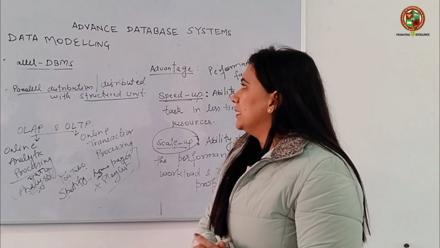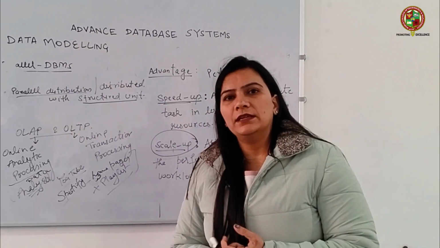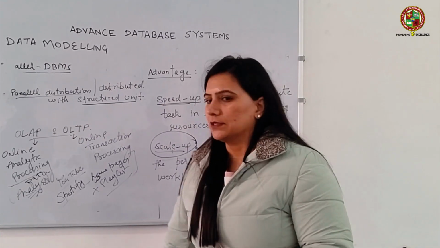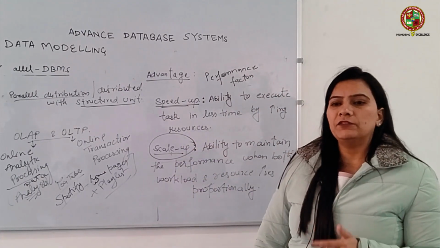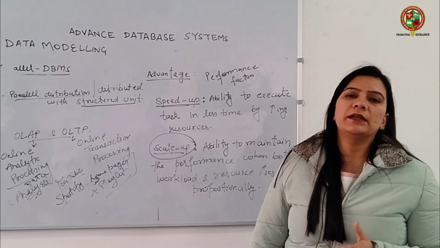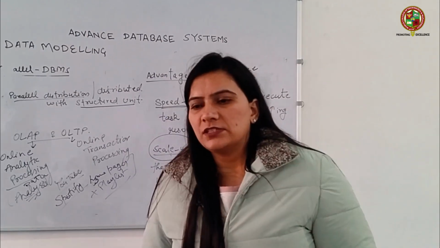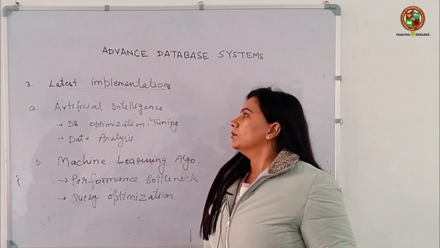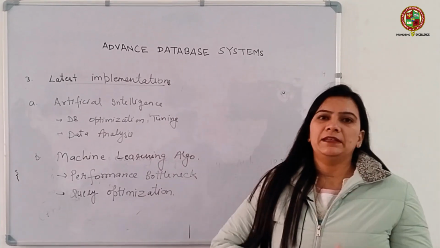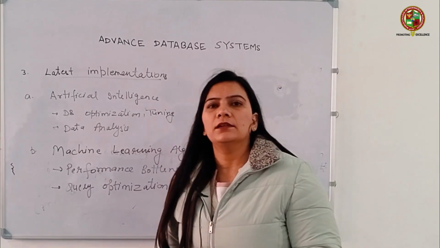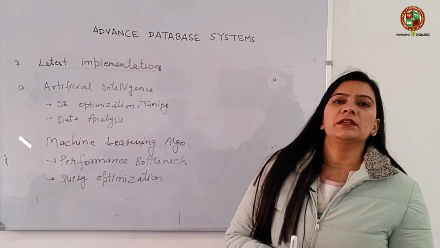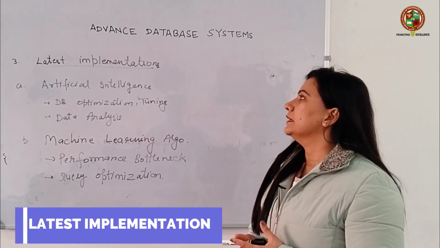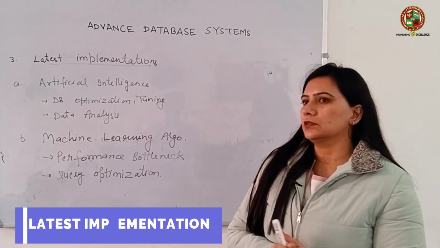So these are the concepts we have learned about the distributed DBMS and the parallel DBMS. Next, we'll move to the third section of this lecture, in which we'll be learning about the latest implementations of concepts in the DBMS field. After we have learnt about the different data models, parallel DBMS and distributed database, what are the latest implementations being done in the field of advanced database systems?